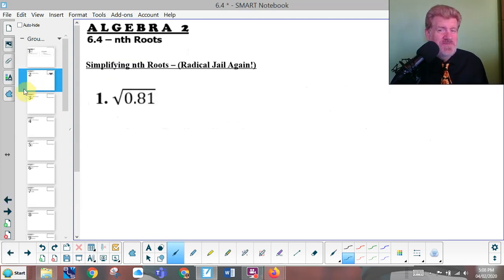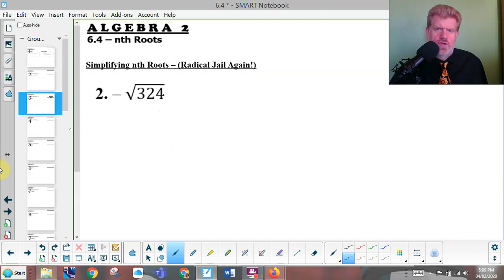A little refresher. Square root of 0.81. Nothing too crazy right there. 81 is a square number. What times what gives you 81? 9. Because 0.9 times 0.9 is 0.81. Simple enough. Now, do you know what the square root of 324 is?